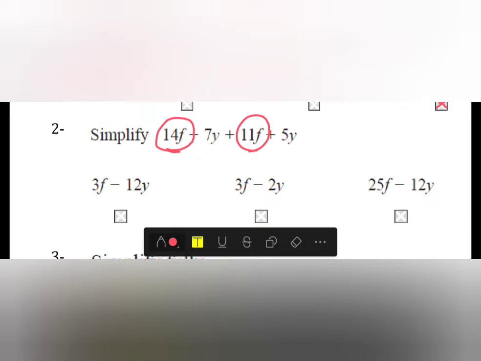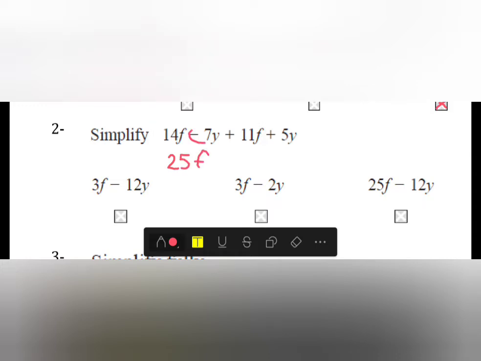If they have the same signs, we're going to add them. And if they have different signs, we're going to take the sign of the biggest number and we're going to subtract them. Now, both of them here have positive signs. So we're going to add them. So 14 plus 11 equals, very good, 25f.